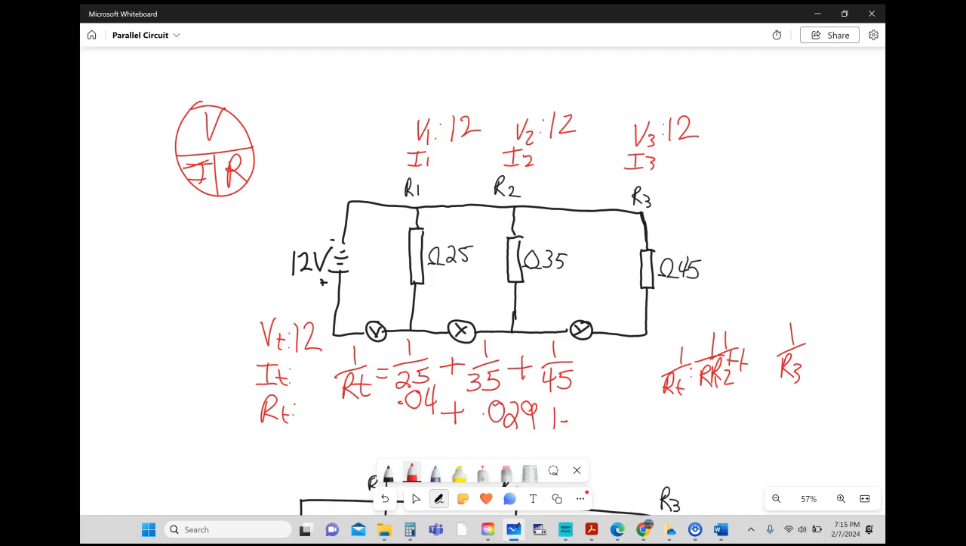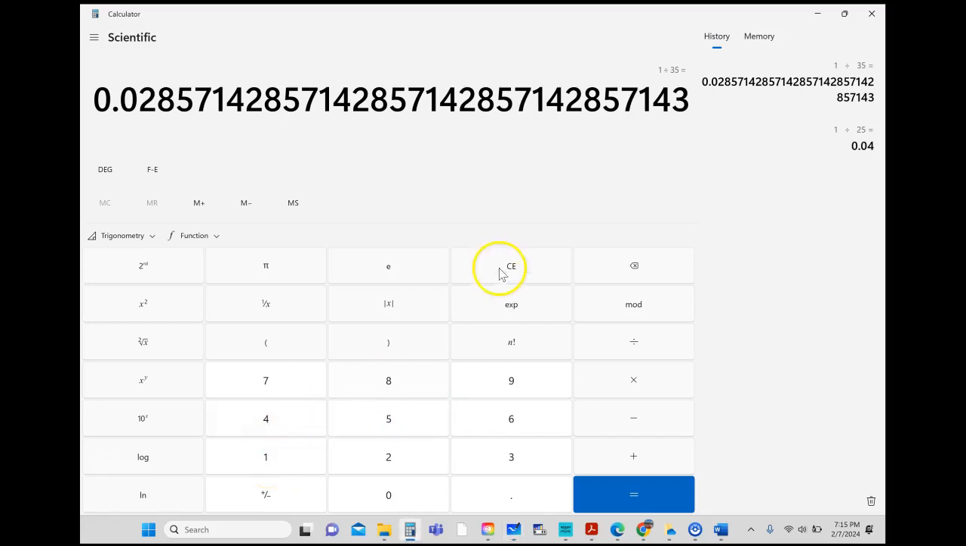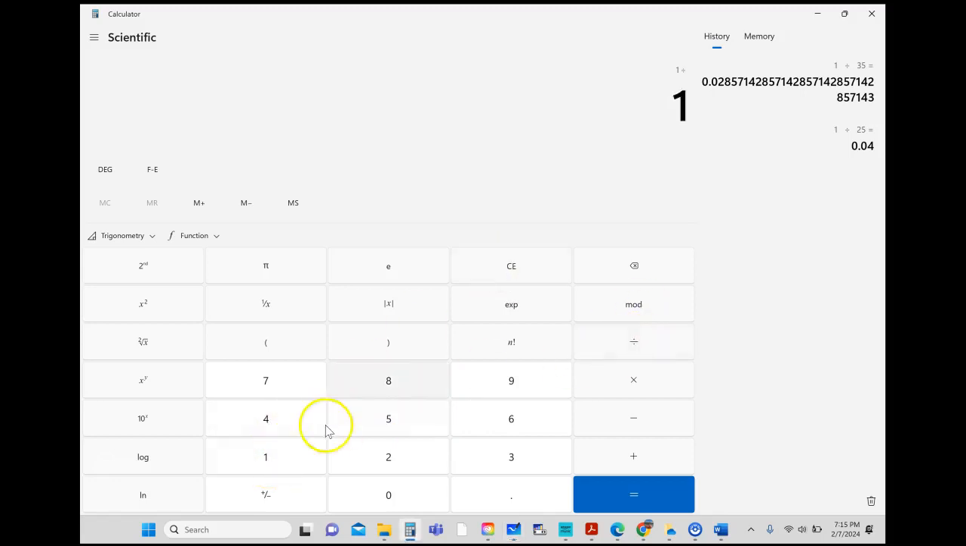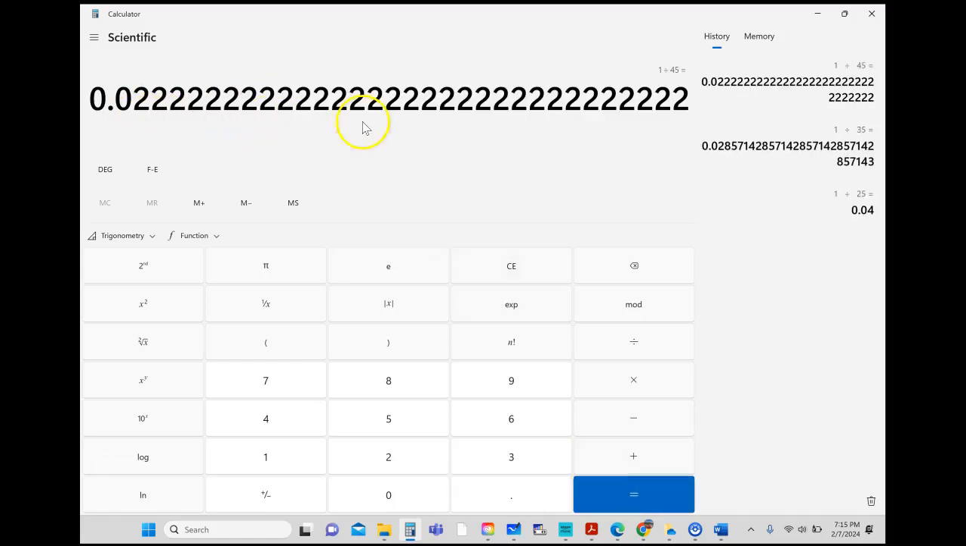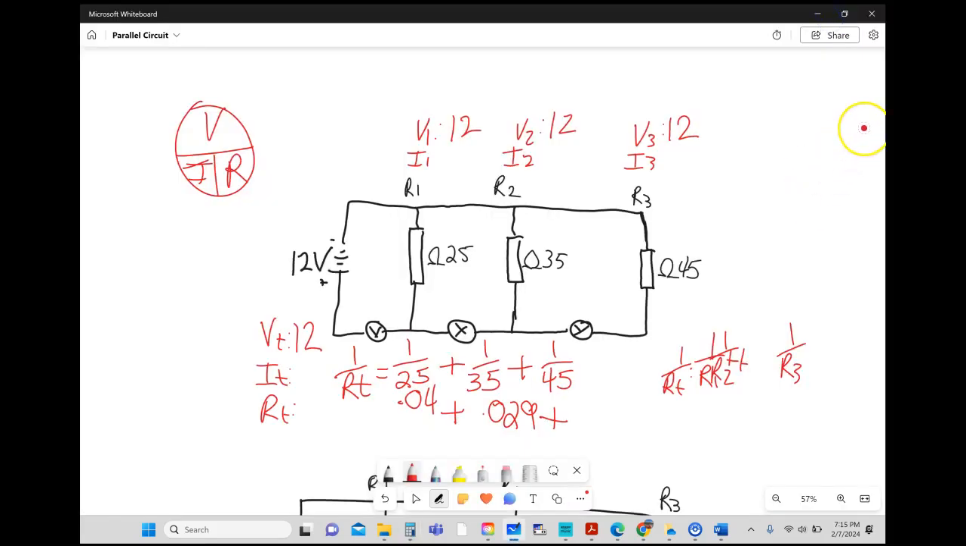Plus, and then we'll do 1 divided by 45. All right, clear that. That's 1 divided by 45 equals 0.022222. So we're just going to go 3 digits. So that's going to be 0.022.